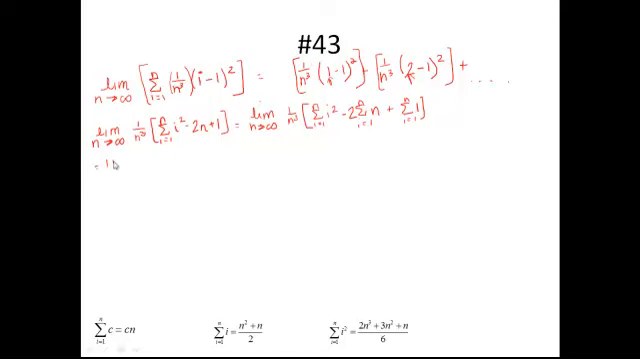So we're finding the limit as n approaches infinity, and I'm going to just distribute this back into each one of these individualized sigmas or sums. So we have... oops, this should be an i. I'm sorry, this is an i.